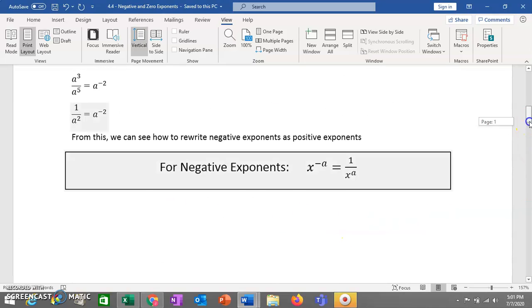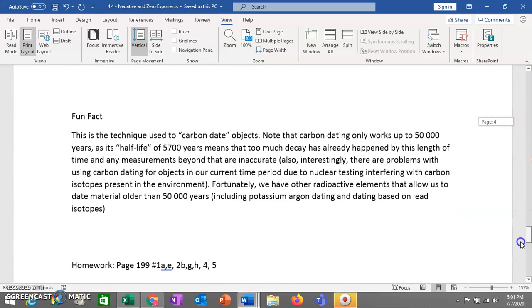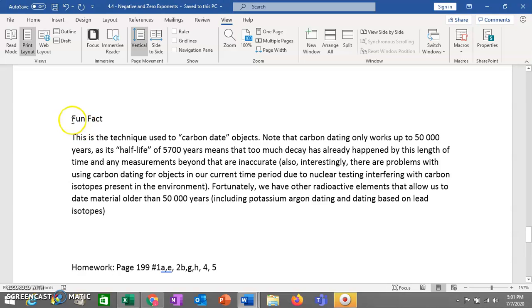By the way, if you're interested, this is not something you have to know, but this stuff's kind of interesting. So if you want to learn more about carbon dating, you can just read this little thing here.